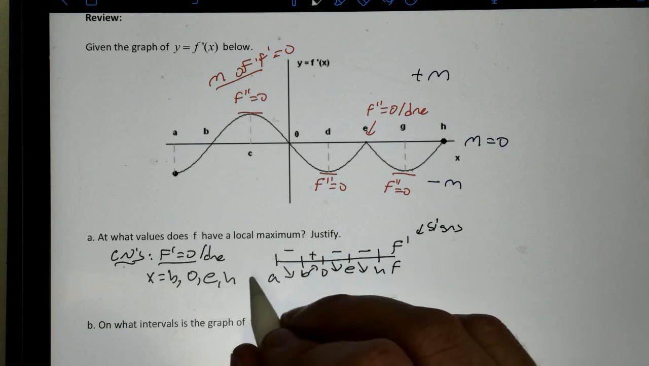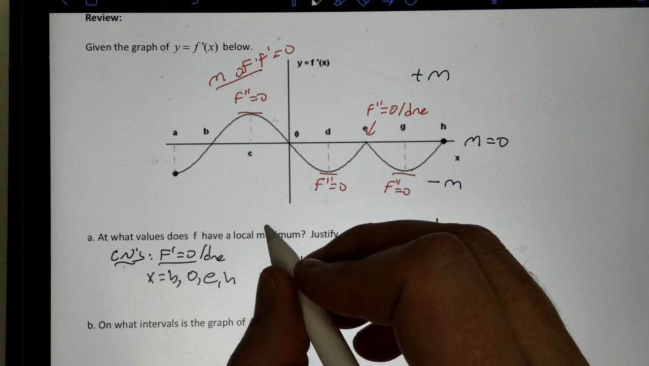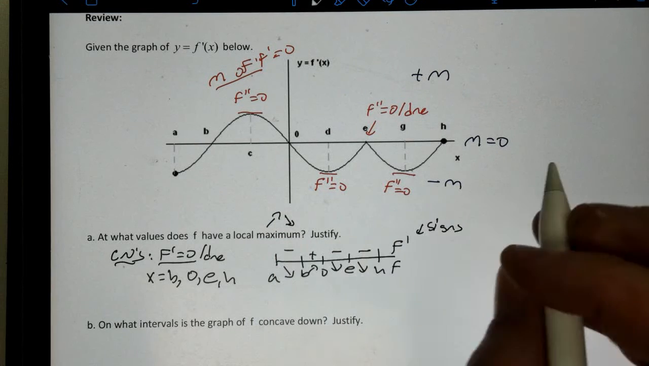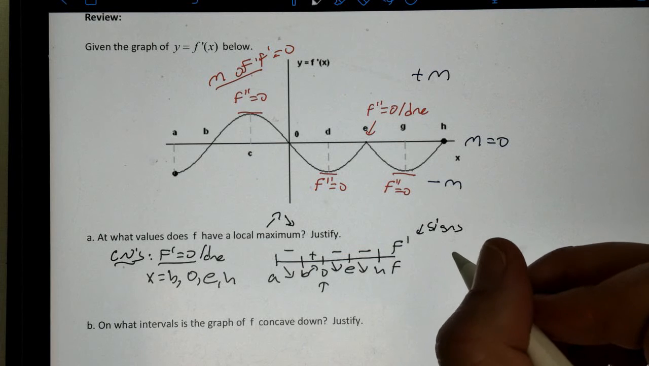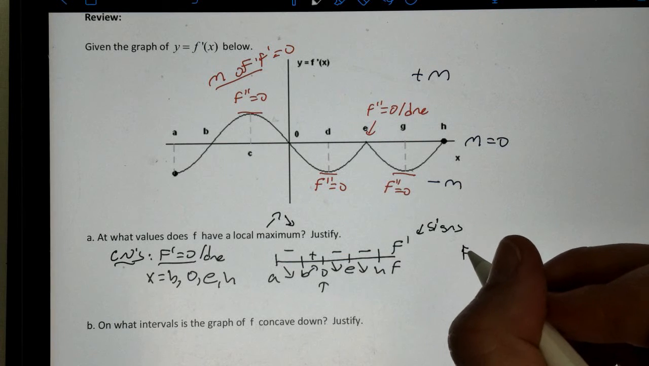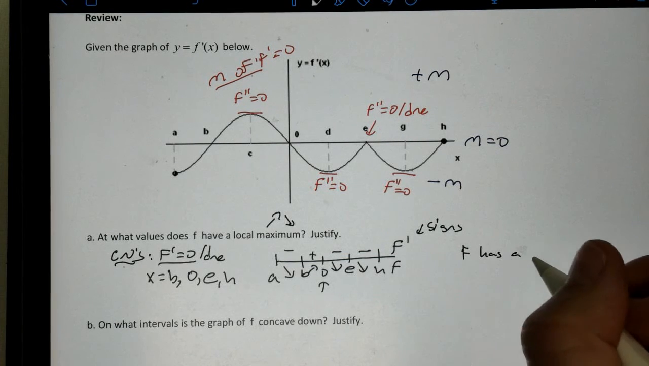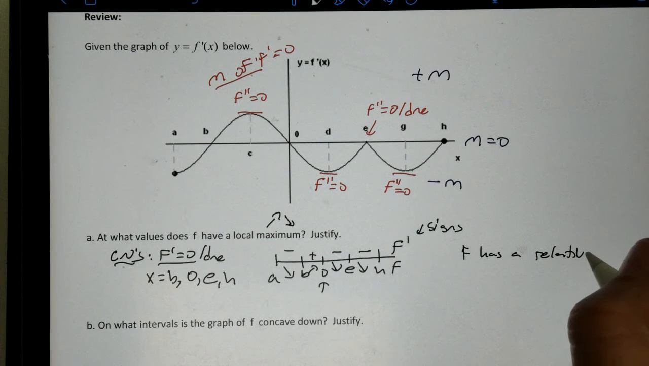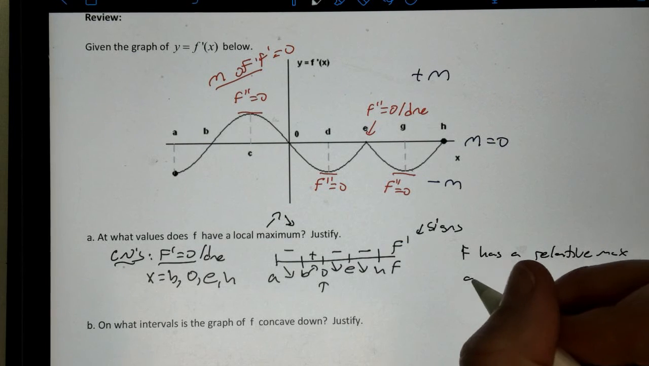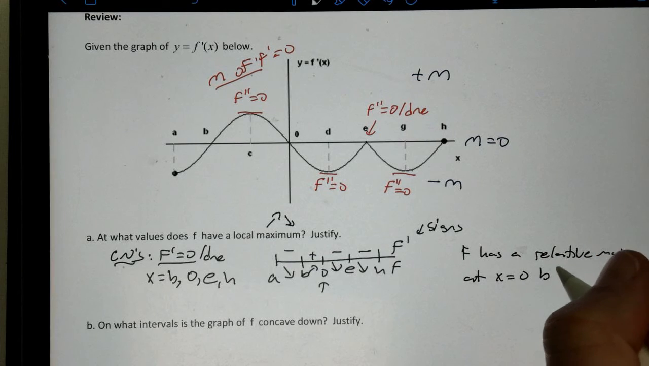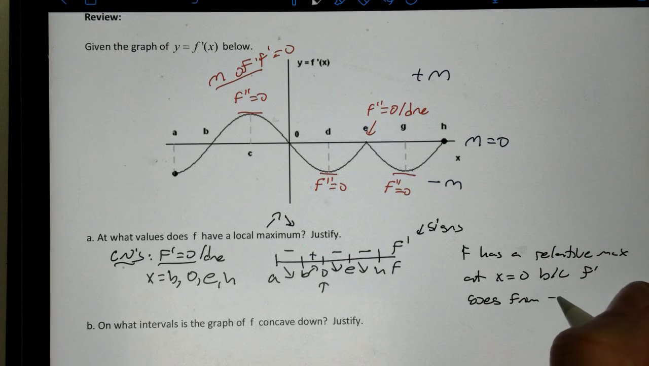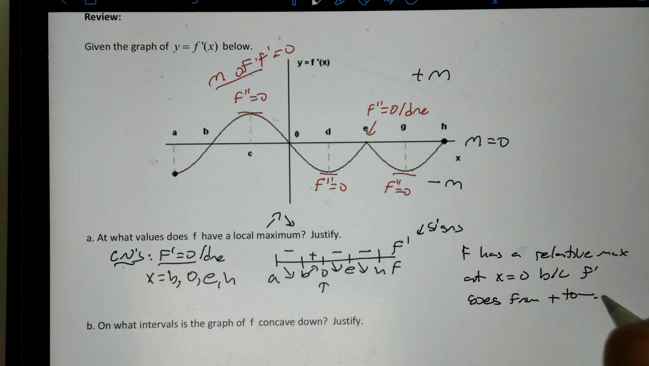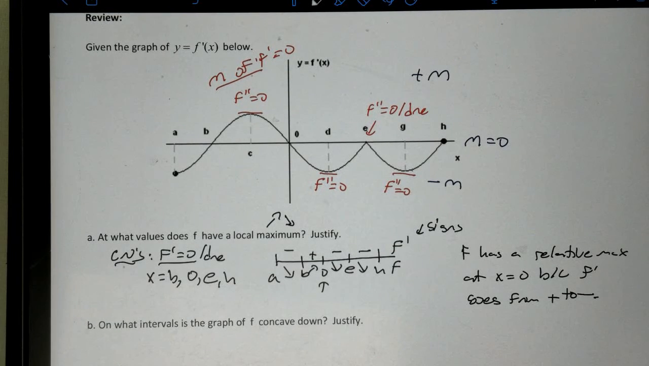We want to know, do we have a relative maximum? And of course, that's where the derivative goes from positive to negative. So we do have that. It looks to be at 0. So we would say f has a relative max at x equals 0, and that is because the derivative goes from positive to negative. Oh, done a bunch of those already.